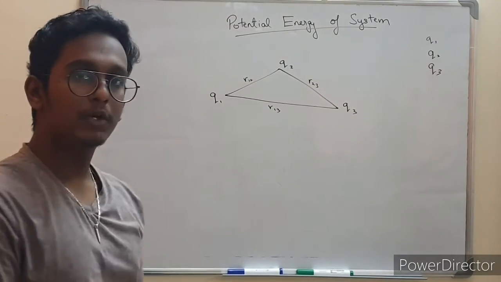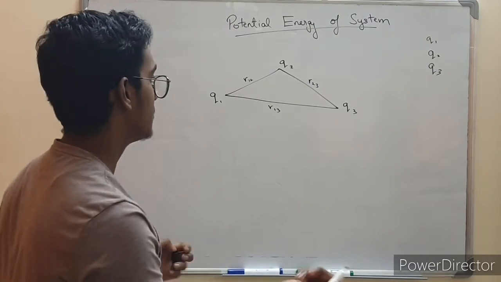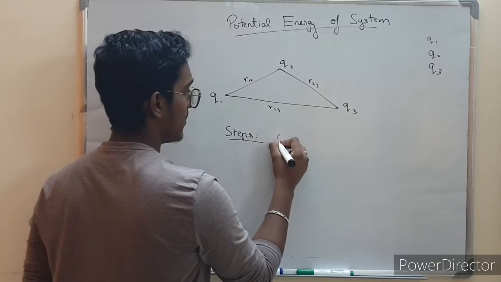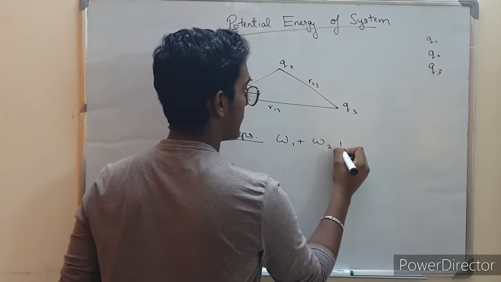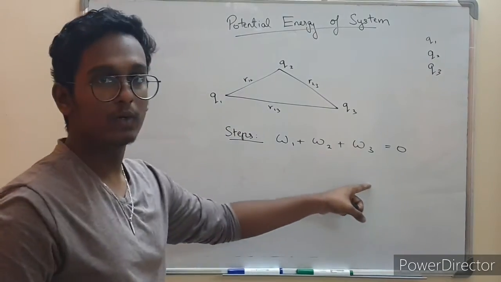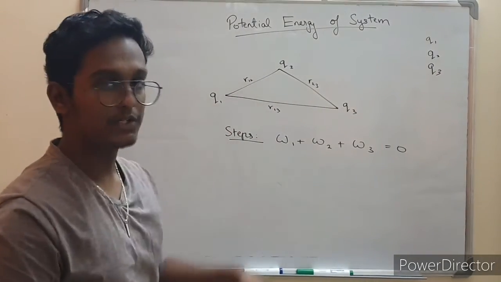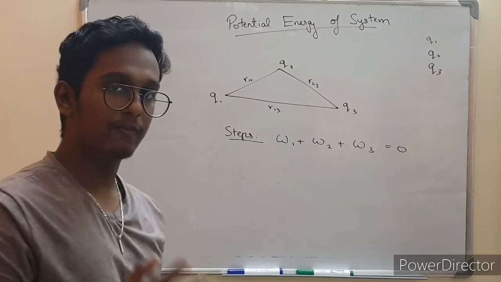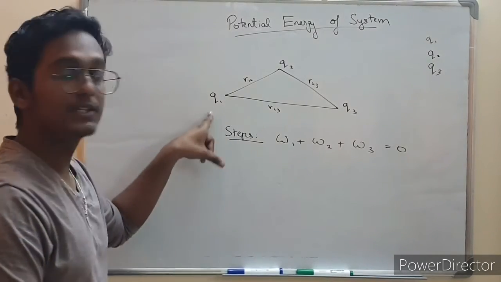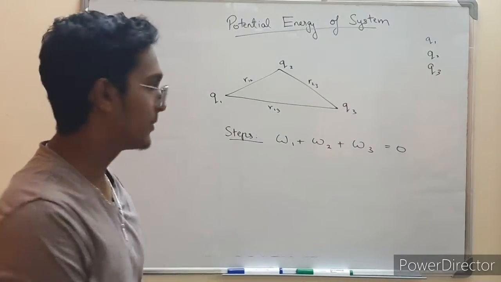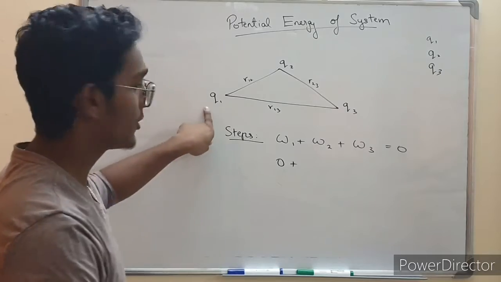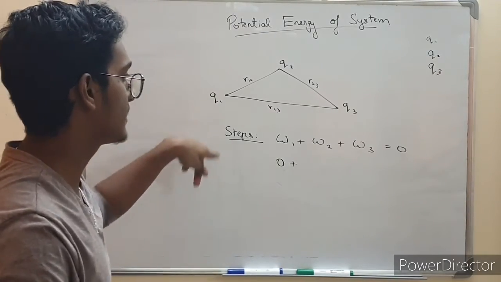So what is the total potential energy of the system? Let's do it. The steps are work done 1 plus work done 2 plus work done 3 equals the total, where each of them is the work done to bring each of the charges. But here there's going to be a different case. So let's look at that. What's the work done to bring the first charge? Which is 0, because it is the first charge, there exists no extra field. So there's going to be no repulsion, no opposition to bringing this charge.